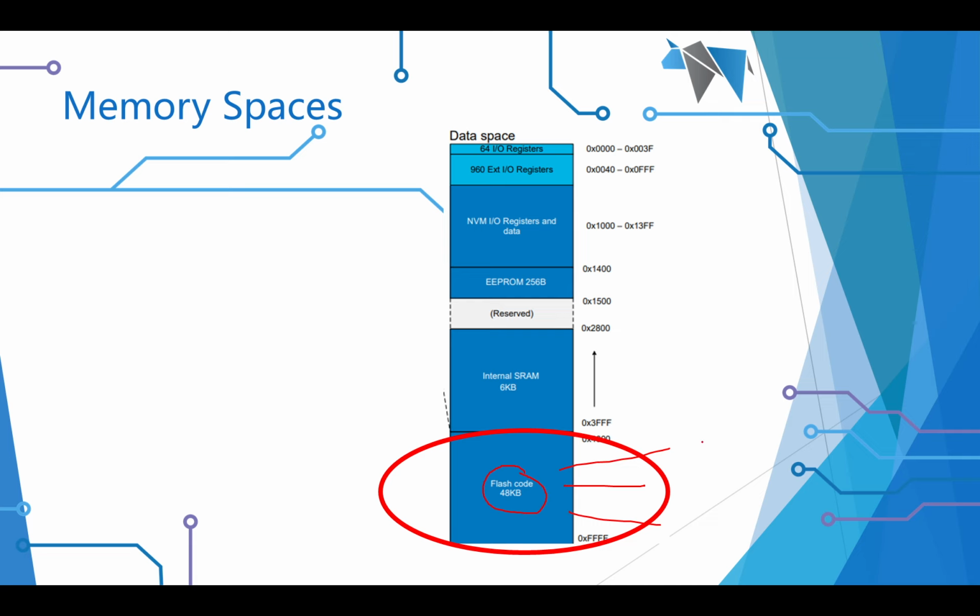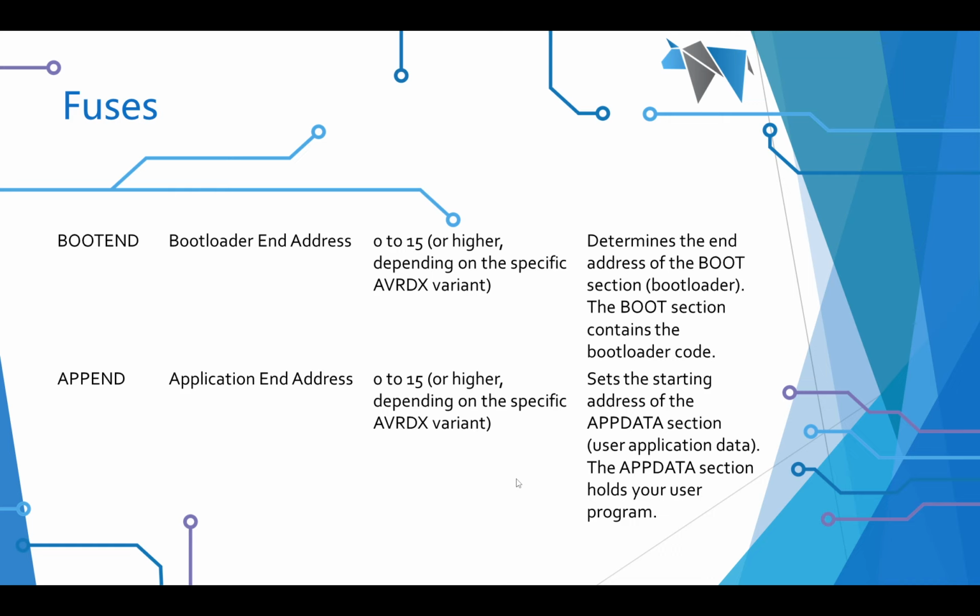So what we're going to do is use two functions, for writing and reading to this particular area on these chips. So first of all, we have to talk about fuses. There are two fuses that impact this. If you don't set them correctly, you will get no write, and then you'll get an error. They are called boot end and append, and they have different values.